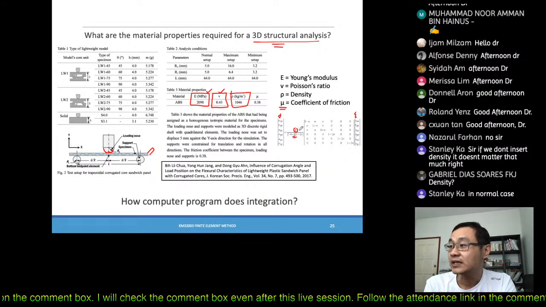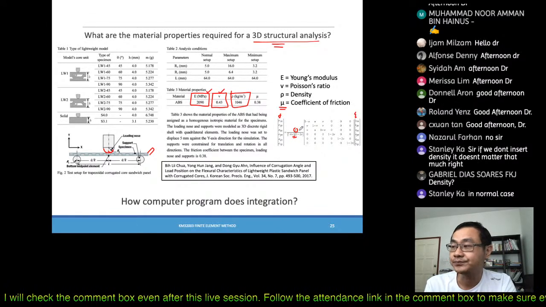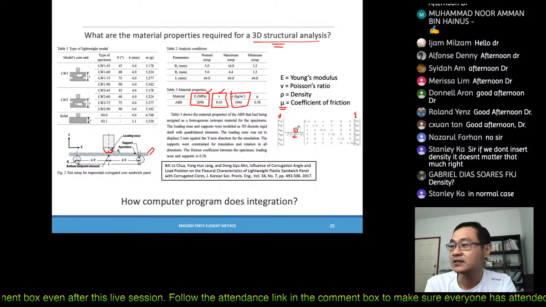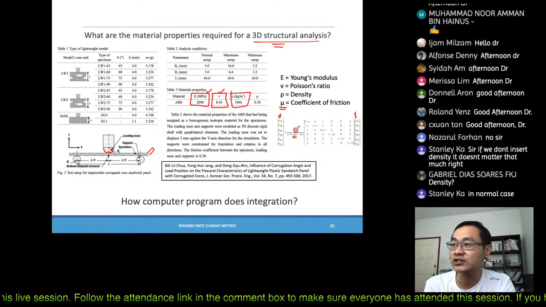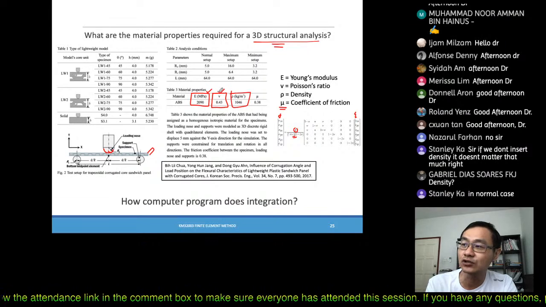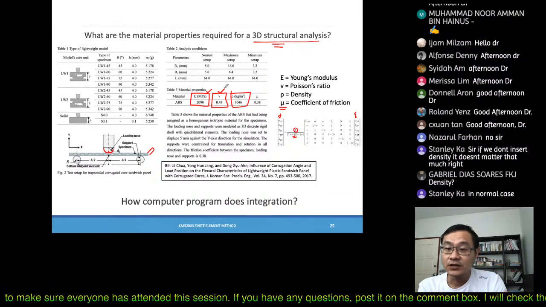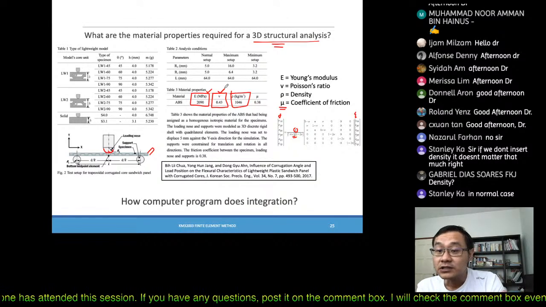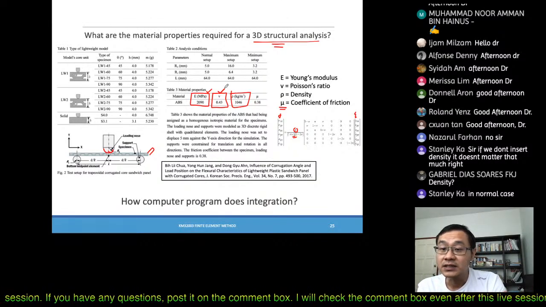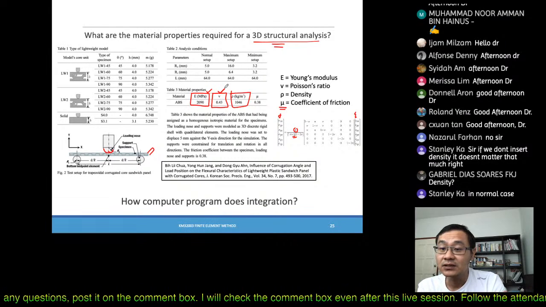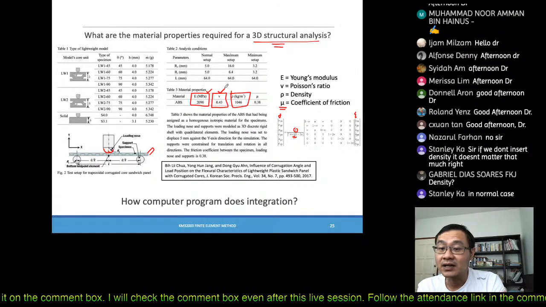Because of this, for a three-dimensional structural analysis, it is critical to also include the Poisson ratio. There is a question: if we don't insert density, it doesn't matter. That's right.